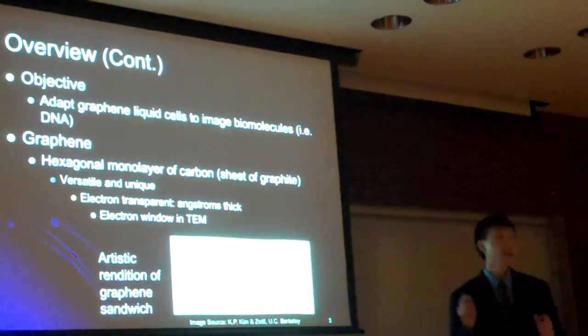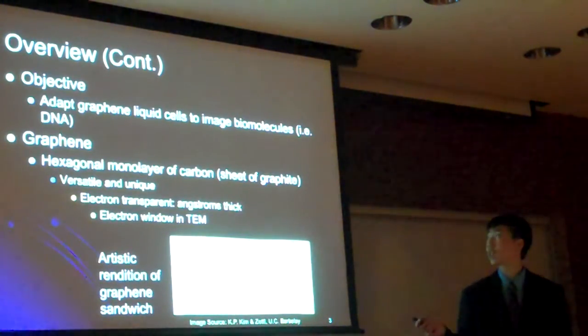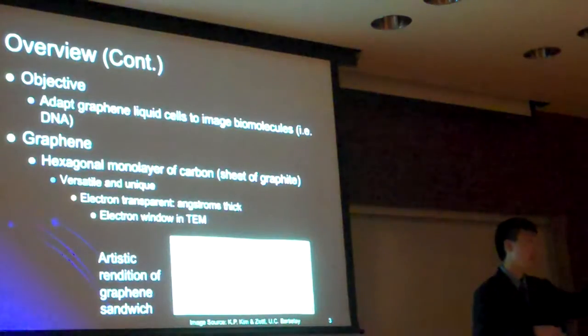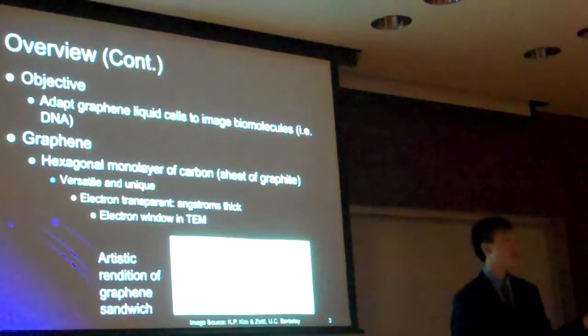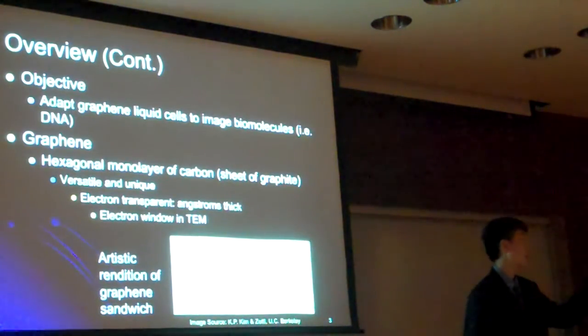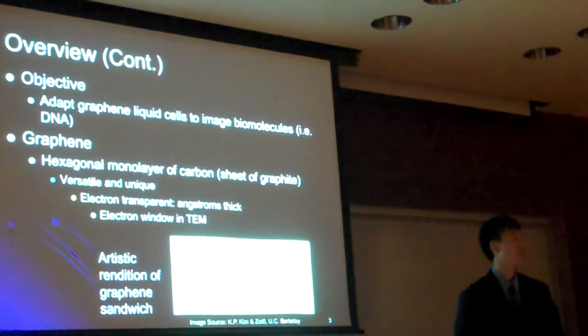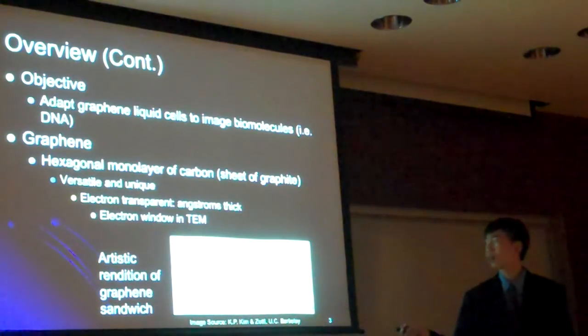We are trying to adapt graphene instead of using the silicon to create these liquid cells. The main reason we want to use graphene is because it's a hexagonal monolayer of carbon. Since it's just one layer of carbon, it can be very thin. It's angstroms thin. So an analogy would be, if you were to use the silicon system, you'd be looking at something through like 50 layers of window panes, while with the graphene, you'd just be looking at something through one pane of glass. So you get less interference and you get better resolution. And here's an artistic rendition of what the concept would look like in practice.